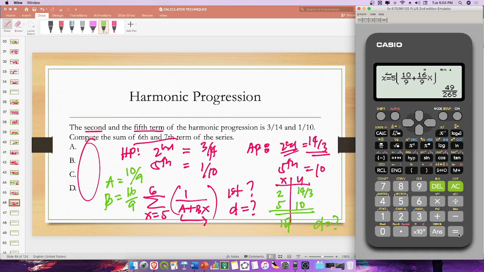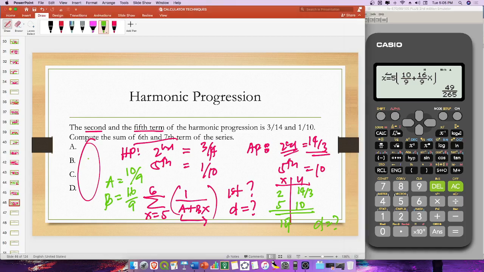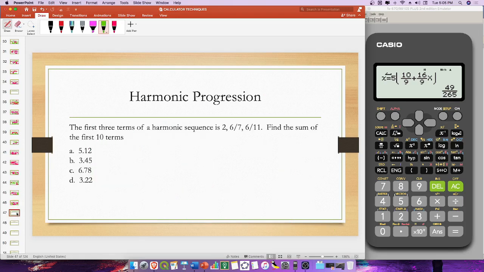Alright, so this is equivalent to 49 over 265. So that's the sum of the 6th and 7th terms. Try to review this one and check it using manual calculation. Okay, this will be the last problem.